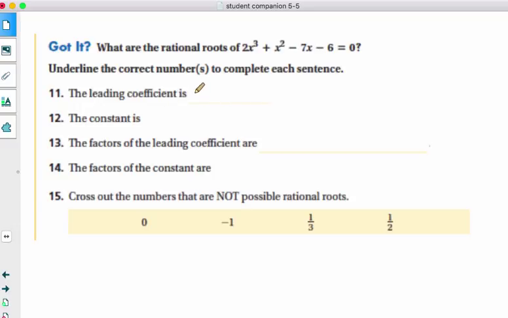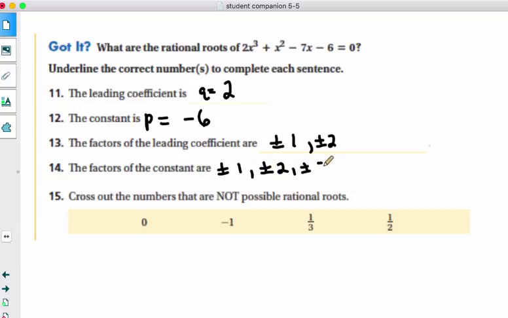Okay, what are the rational roots of this? I'm not sure, but let's go through our P's and Q's. Q is 2, P is -6. Factors of 2: plus and minus 1, plus and minus 2. Factors of 6: plus and minus 1, 2, 3, and 6. Now I usually do this in the opposite order, so I do P over Q.